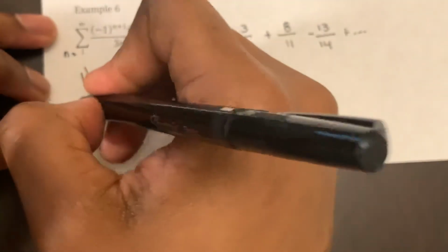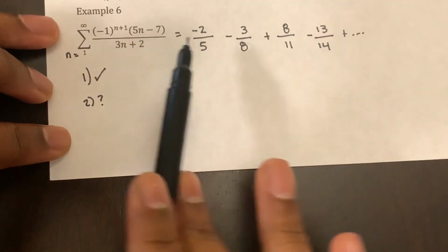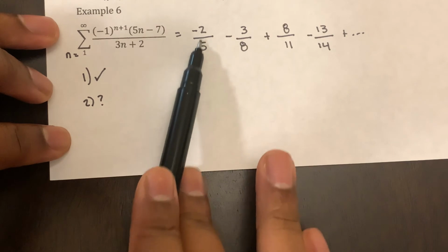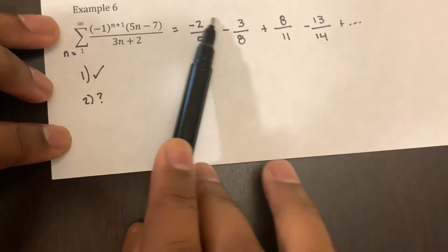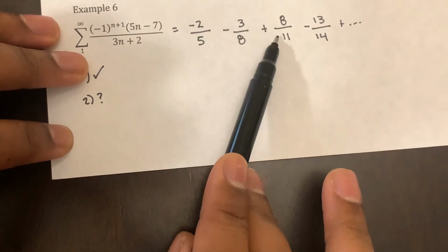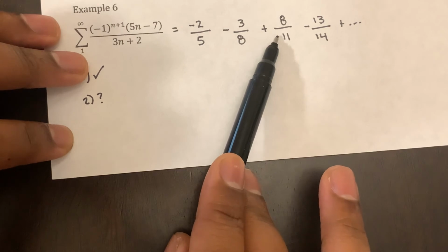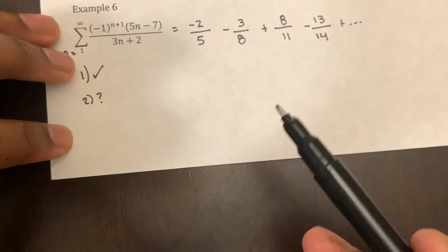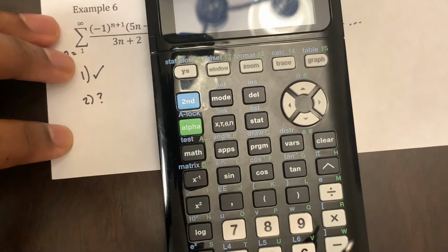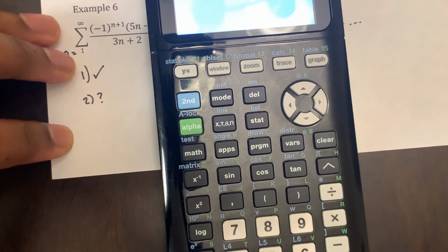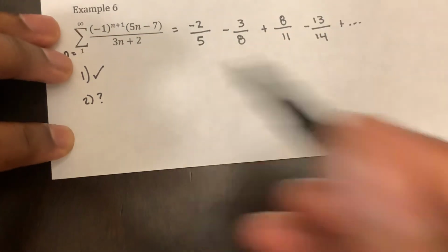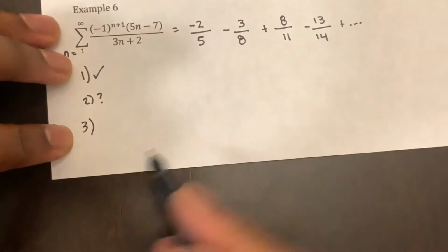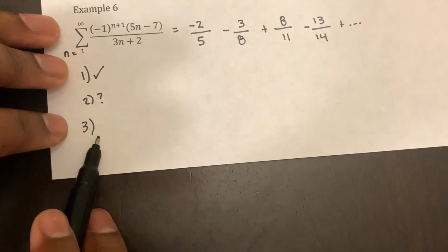So 1 checks out. 2, do they decrease in magnitude? Well, -2/5 is 0.4. This is 0.375. That 8 over 11 is, I don't know what it is as a decimal, like 0.72, I think. Let's find out. Yeah. So 3. So again, if you can't really determine 2, jump down to 3.